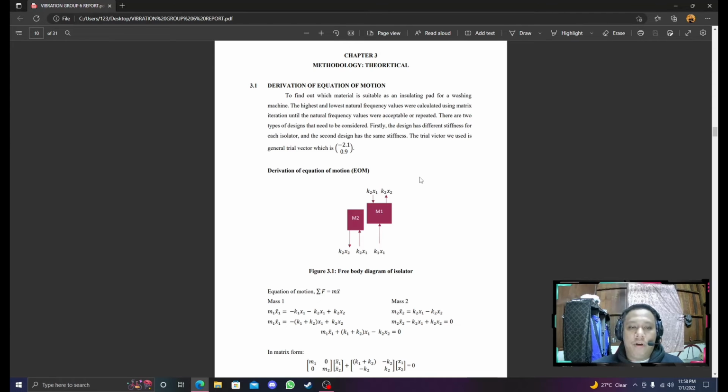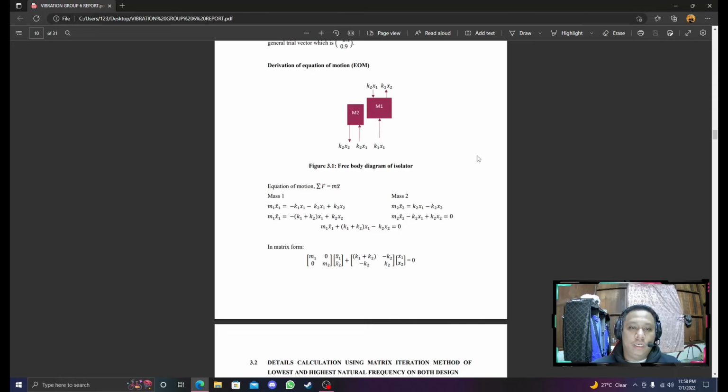There are two types of design that need to be considered. Firstly, the design has different stiffness for each insulator, and the second design has the same stiffness. The trial vector we use is general trial vector, which is negative 2.1 and 0.9.